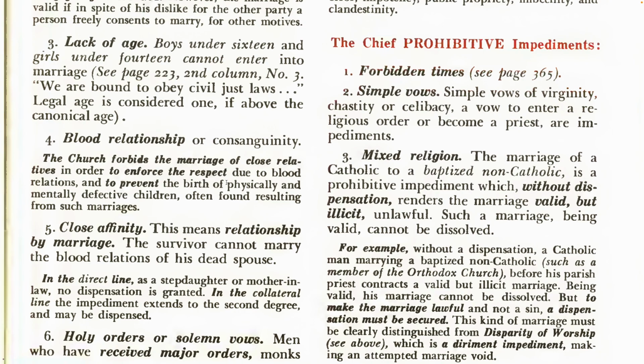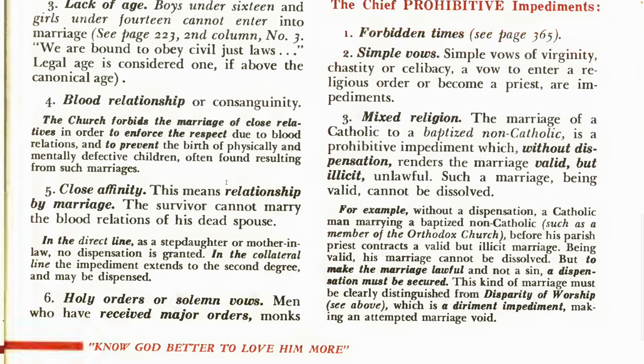Mixed religion. The marriage of a Catholic to a baptized non-Catholic is a prohibitive impediment which without dispensation renders the marriage valid but illicit, unlawful. Such a marriage, being valid, cannot be dissolved. For example, without a dispensation, a Catholic man marrying a baptized non-Catholic, such as a member of the Orthodox Church, before his parish priest contracts a valid but illicit marriage. Being valid, his marriage cannot be dissolved, but to make the marriage lawful and not a sin, a dispensation must be secured. This kind of marriage must be clearly distinguished from disparity of worship, which is a diriment impediment, making an attempted marriage void.